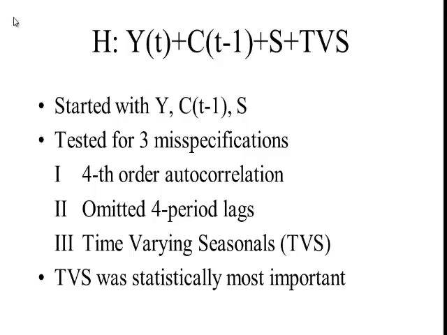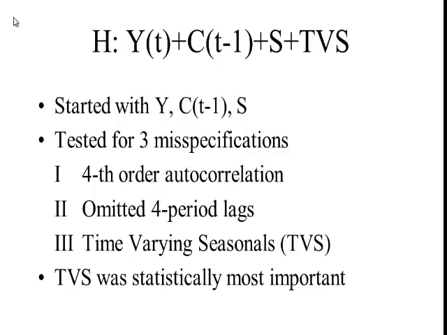So, in this model, Henry started with y, ct minus 1 and seasonals only. And then he wanted to improve this model. This is a standard bottom-up methodology which everybody follows and which Henry is going to recommend against. He wants to follow the top-down. But in the standard bottom-up method, you start with an equation and then you test for misspecifications.